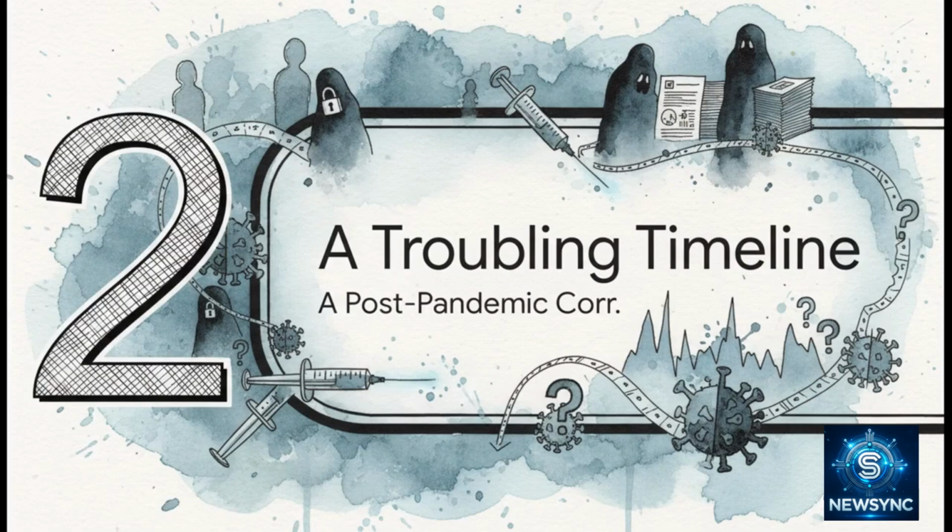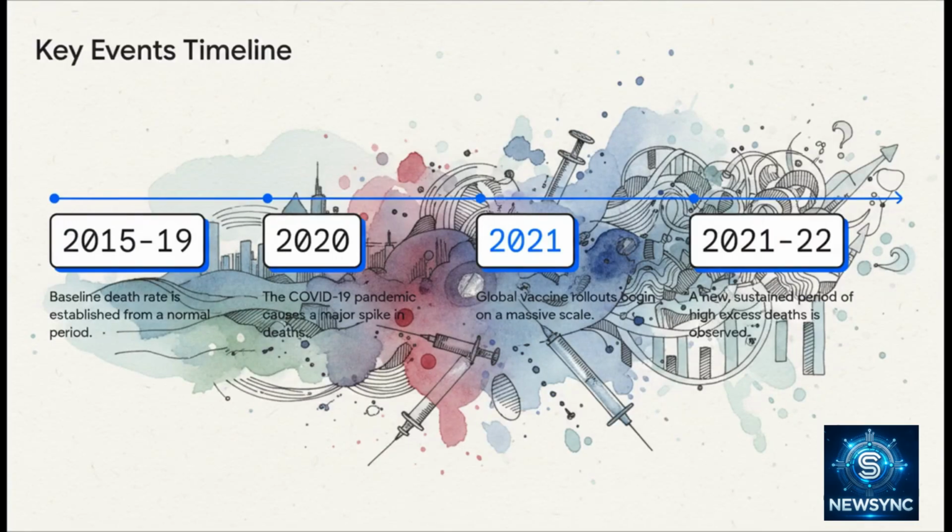Okay, so now let's lay this all out on a timeline, because this is where things start to get, well, really interesting. When you map out the events of the last few years, a very specific, and some would say troubling, pattern starts to take shape. Okay, so here's how it unfolds. From 2015 to 2019, everything is normal. That's our baseline. Then 2020, the pandemic hits, and of course, you see that big spike in deaths, no surprise there. Then in 2021, the massive global vaccine rollouts get underway, and it's right after that, in late 2021 and through 2022, that we see this new, prolonged period of high excess deaths.